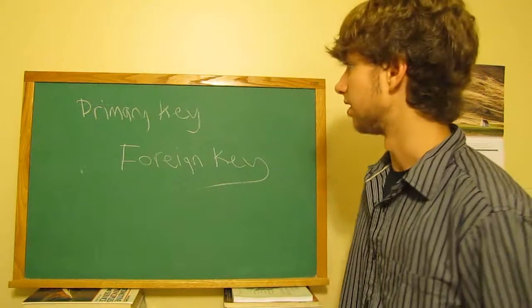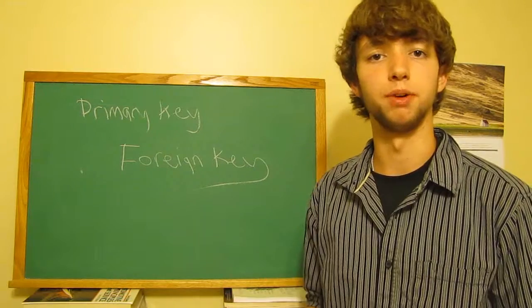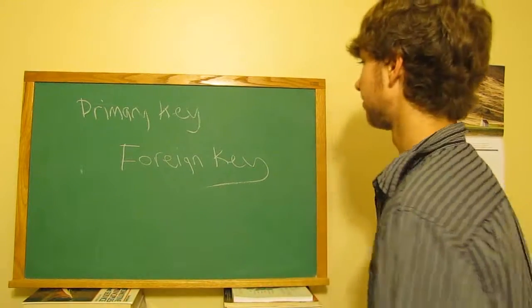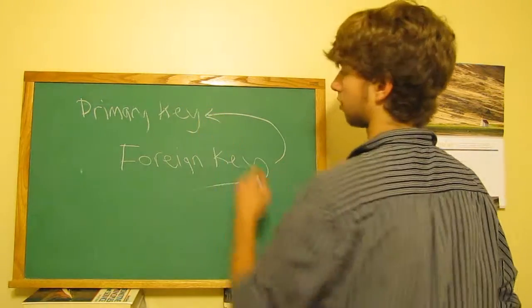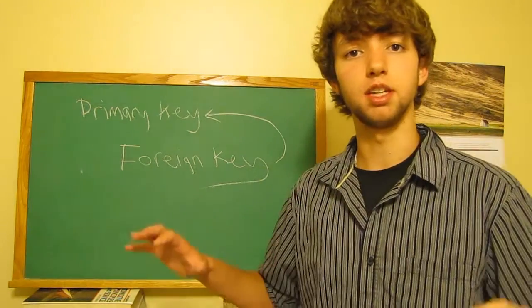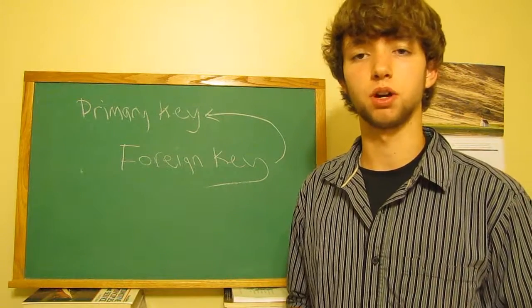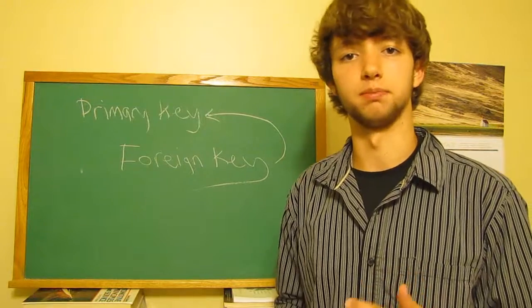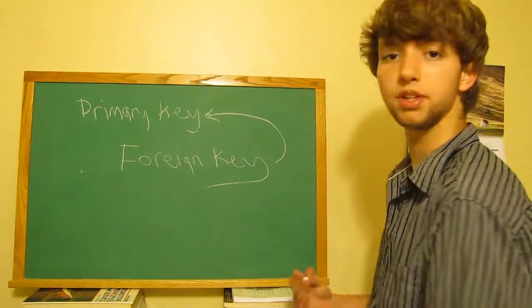A foreign key is actually just a reference to a primary key that's in a different table. So it just points to a different primary key. And the point of this is to keep everything relational. That's why MySQL is a relational database management system. So let me explain a little farther.